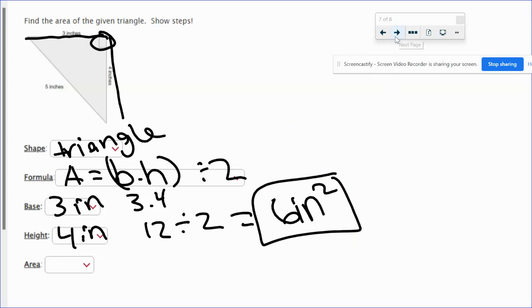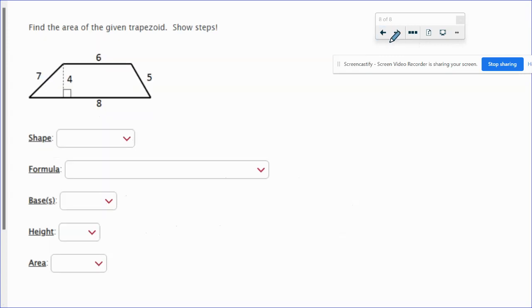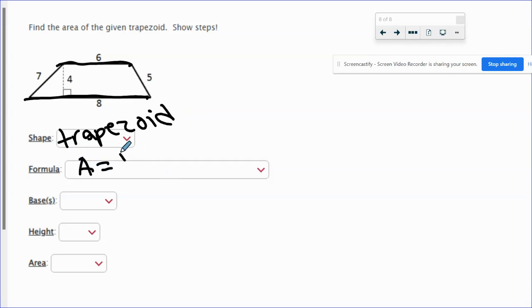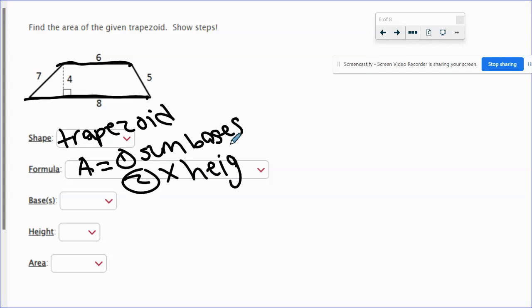All right, let's keep moving. Last one. All right, we have another trapezoid. It says it in the problem, but we know it's a trapezoid because it has one set of parallel sides. Parallelograms only have 2. Our formula is sum of the bases, again, times the height divided by 2.